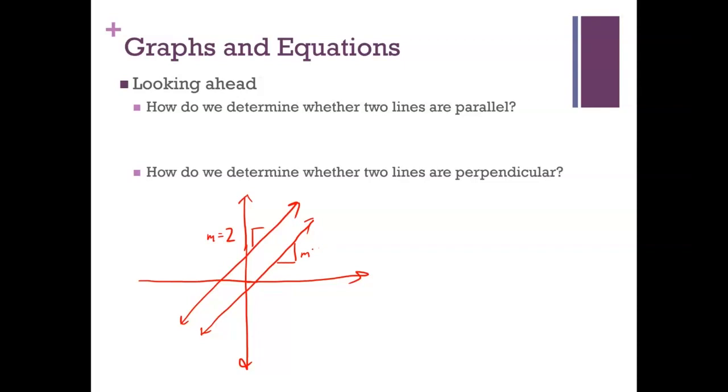Think it's the same? So that's true for parallel lines. If two lines are parallel, their slopes are identical. But what about lines that are perpendicular? I'll do a slope of 2 again.